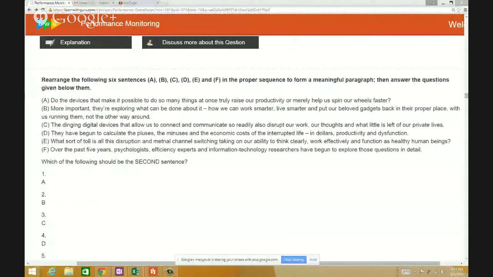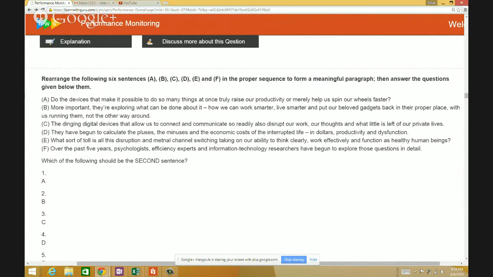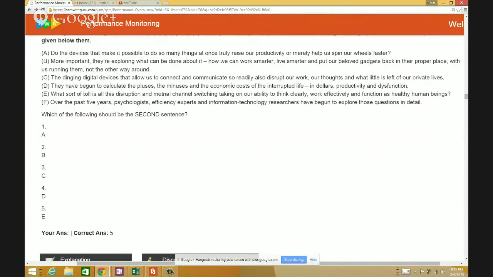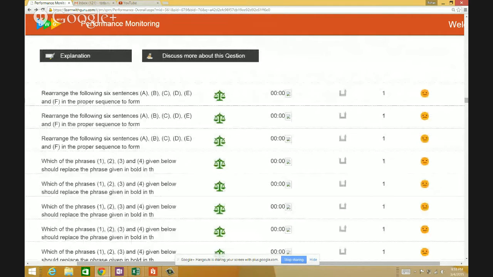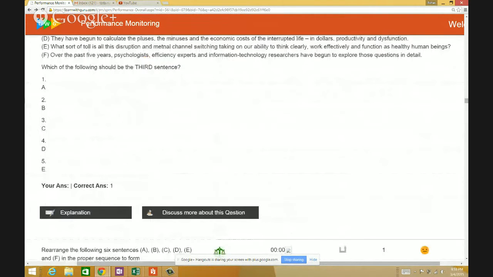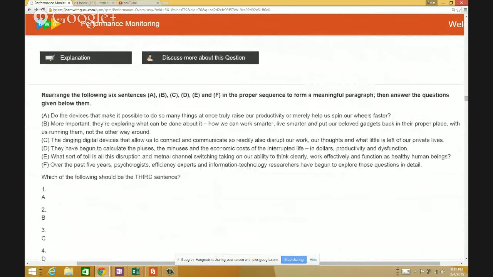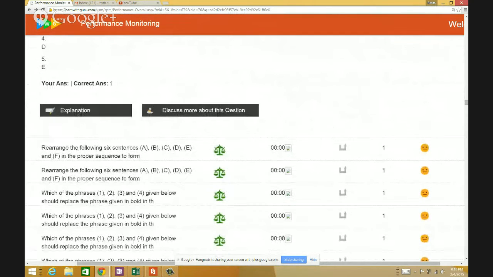Anyone? Try. Now there should be a reinforcement of that again. They're talking about the sort of disruption and mental challenge, switching, taking our ability to think clearly and work effectively as healthy human beings. You tell me what the third statement is. This is how you basically solve parajumbles and take it forward from there. I'm sure you can do this very easily. The third sentence is obviously A, because a question asked here can be a reiteration of the same question.